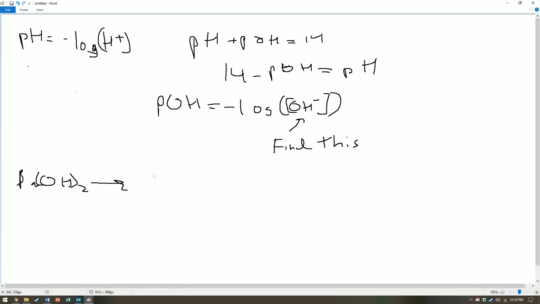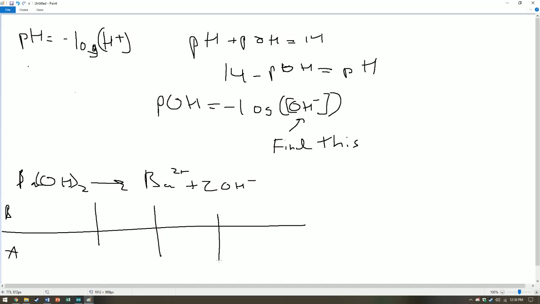Ba(OH)2 yields Ba 2 plus and 2 OH minus. If we draw out a little chart here, before, after, well, I didn't even need that third line, so that's fine. We're given 6.24 grams of that, which we divide through by the molar mass, grams per mole.